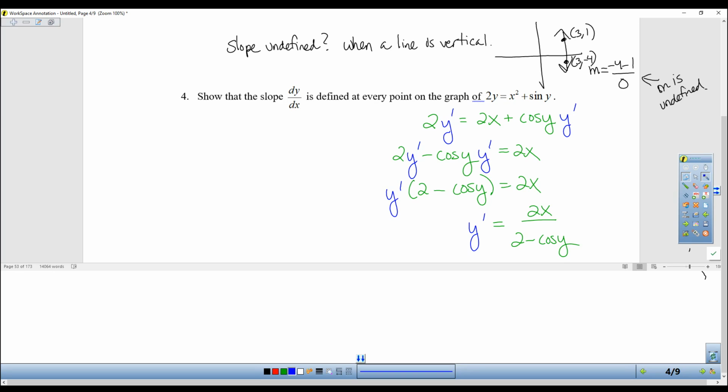So again, the question asks, show that the slope is defined. So this is going back to trig a little bit. 2 minus cosine of y is never equal to 0 because cosine always fluctuates between 1 and -1. Do you remember that? Cosine graph looks like this. It starts at 1, goes down to -1, up to 1. So you never have to worry about it being equal to 2. If I add cosine y to the other side, cosine's never equal to 2. So that denominator is never going to be equal to 0. So we just showed that it was defined.